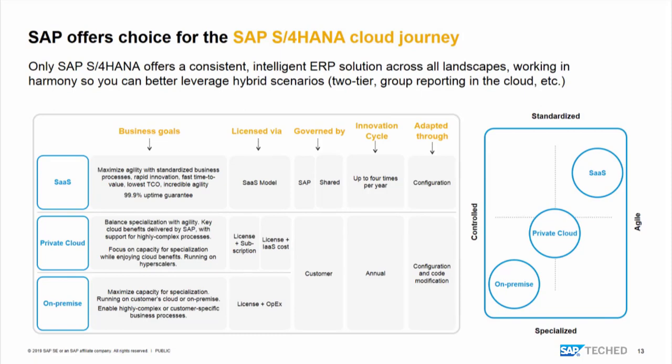So SAP S4HANA Cloud is a SaaS model governed by SAP or shared, could be also the deployment of on-premise, up to 4 times per year. That's our current plan. Every quarter we release a new innovation cycle, and we basically do it through configurations. It's not your old IMG or SPRO. We have a new concept called SSUIs where you will be able to do that.